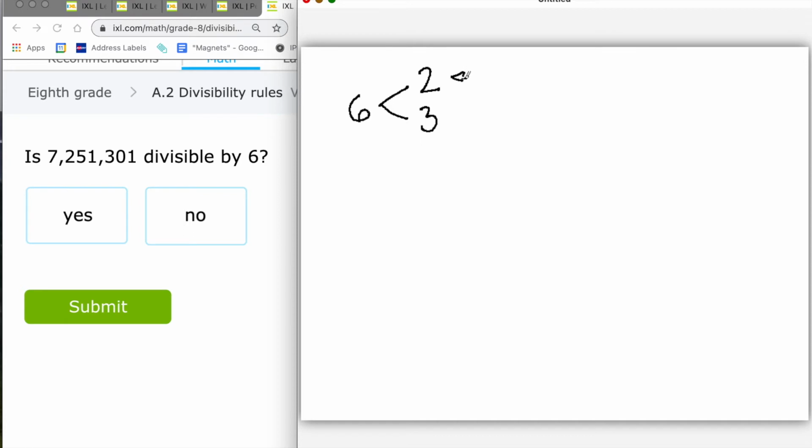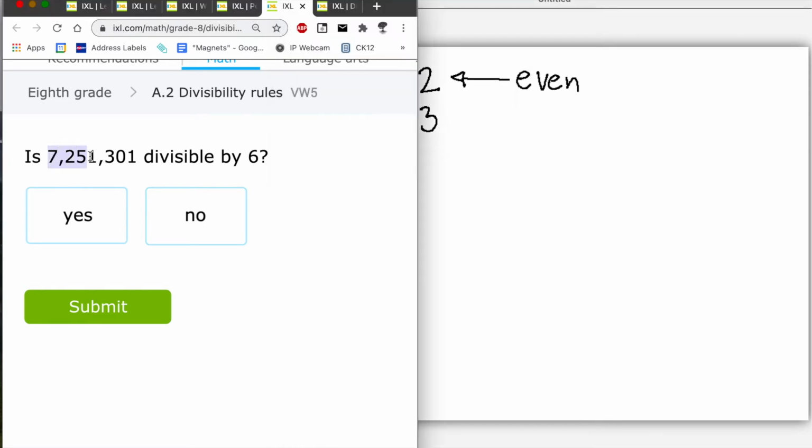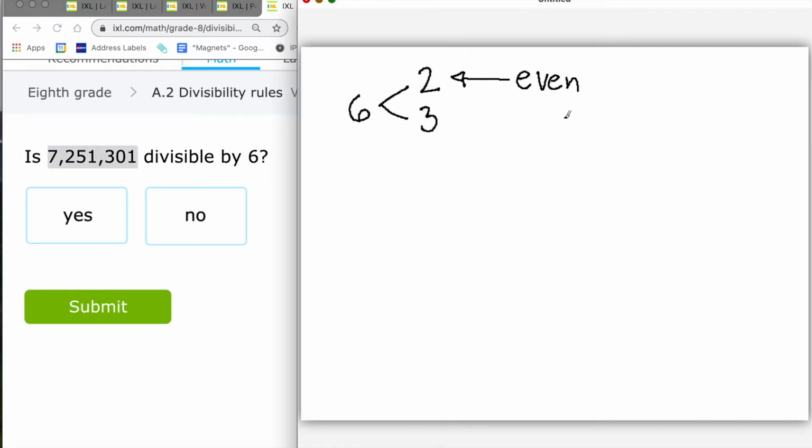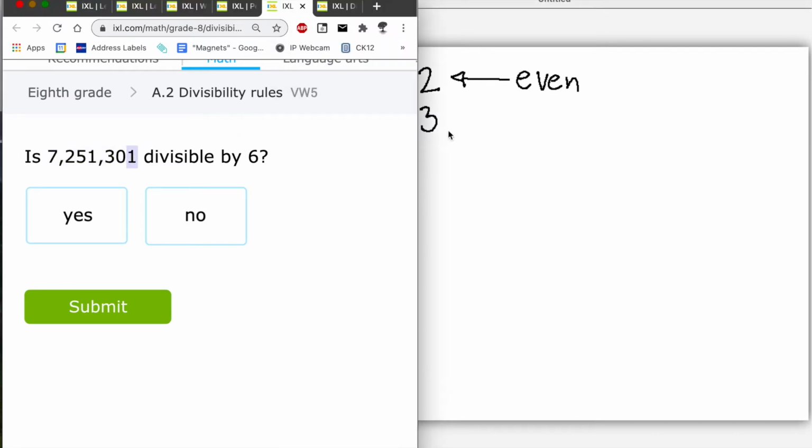So we have to check for the 2s. The first thing to check for the 2 is, what's the rule for 2? And then she would say, oh, even. It has to be even. And then I ask, okay, is this big number even? And then she would say, no. And then I say, how come? And she would say, oh, because there's not an even number in the ones place.